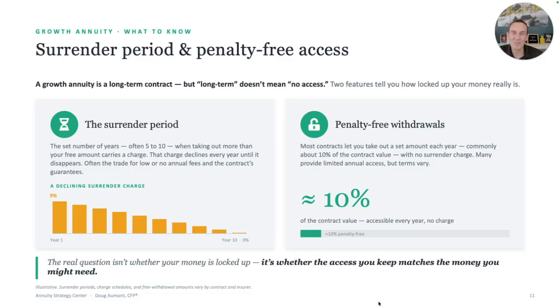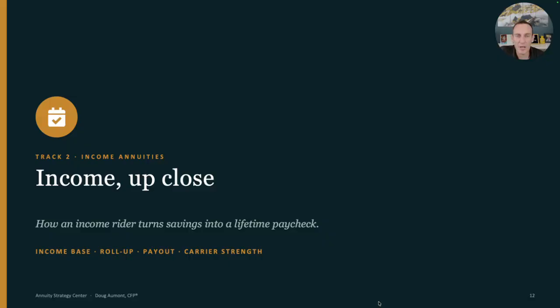It's meant to do a specific job. You need funds outside of the annuity that can serve as emergency reserves, that can help pay for the roof or the car or the random medical bill or something like that. So that's why an annuity is part of a plan. It is never just the plan. All right, switching gears now to an income annuity.